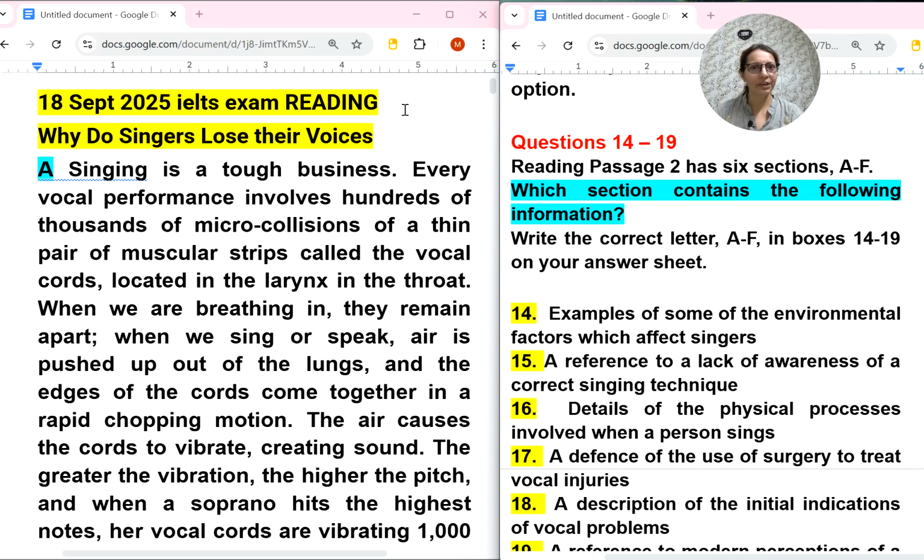Let's do one more reading from the 18 September 2025 IELTS exam in India. That's the reading which was reported by many students in the comment section as well as on WhatsApp. The reading title says, Why do singers lose their voices? Why do singers lose their voices?